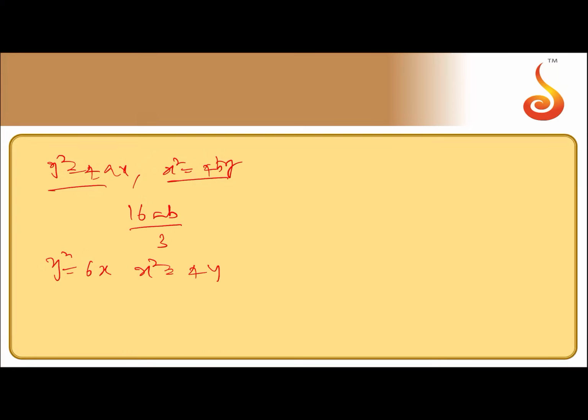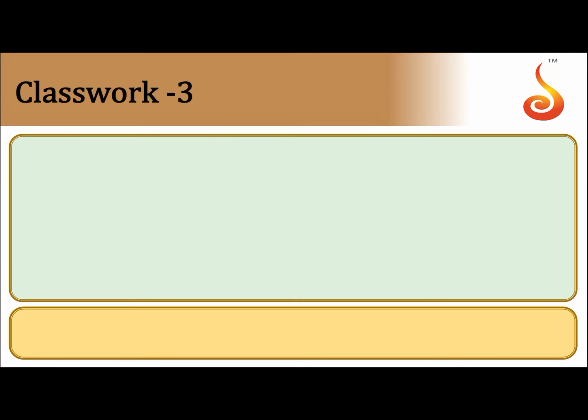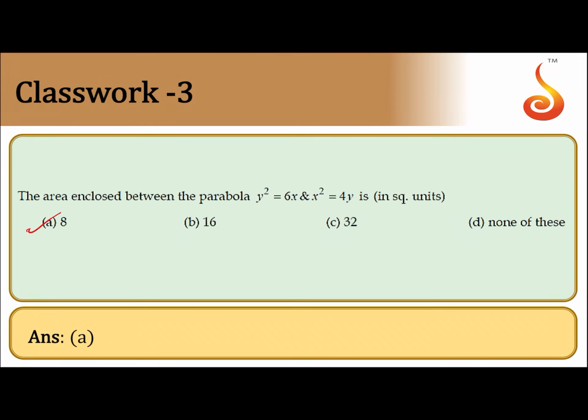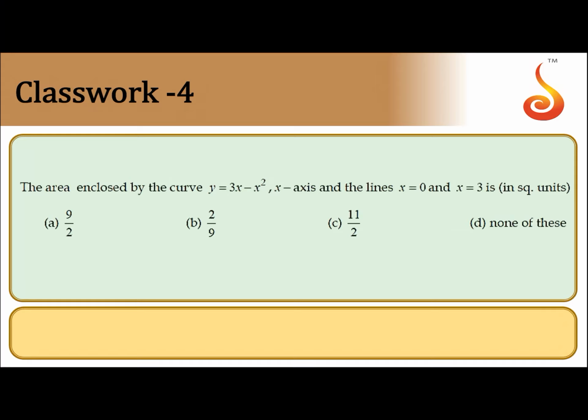So 4a is equal to 6. The formula can be written as 4a multiplied by 4b divided by 3. The 4a value is equal to 6 and the 4b value is equal to 4, divided by 3. So the answer is equal to 8. Yes, the first option, A.